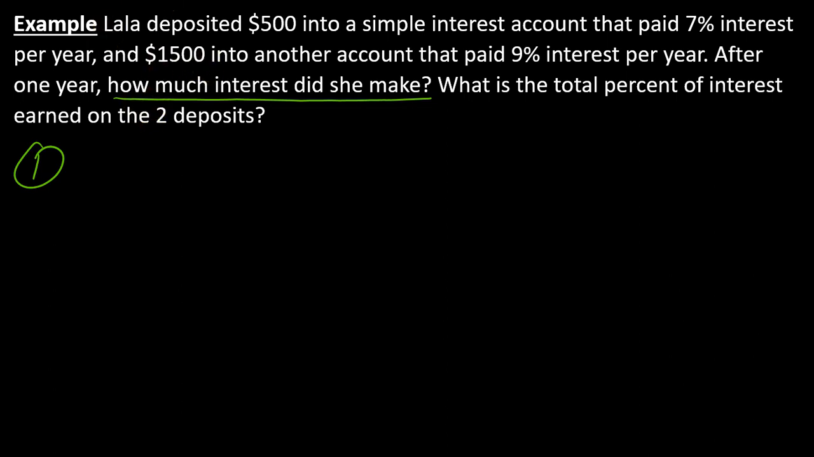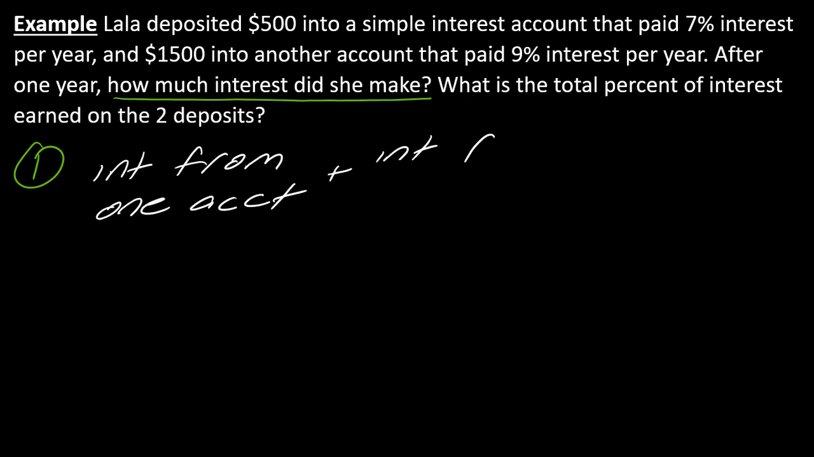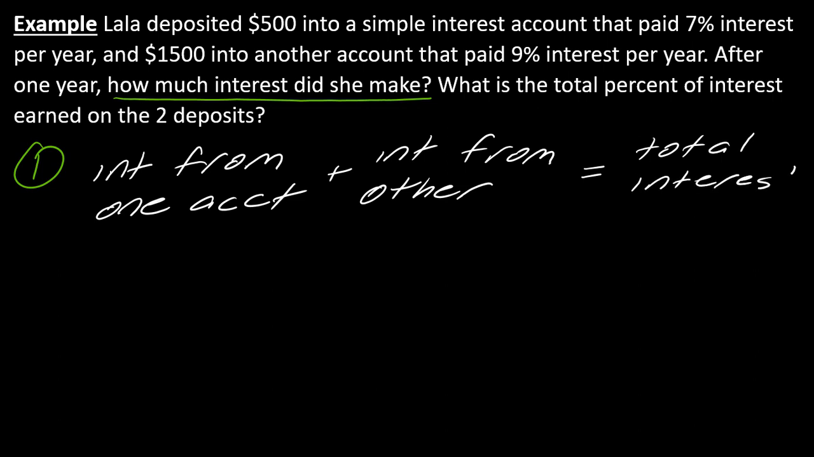The way that interest works, you have the interest from one account plus the interest from the other account, and that's going to equal your total amount of interest. That's a straightforward idea, really. And notice when I set this up, I'm always figuring out where the equal sign goes and the basic structure. So here's the basic structure.